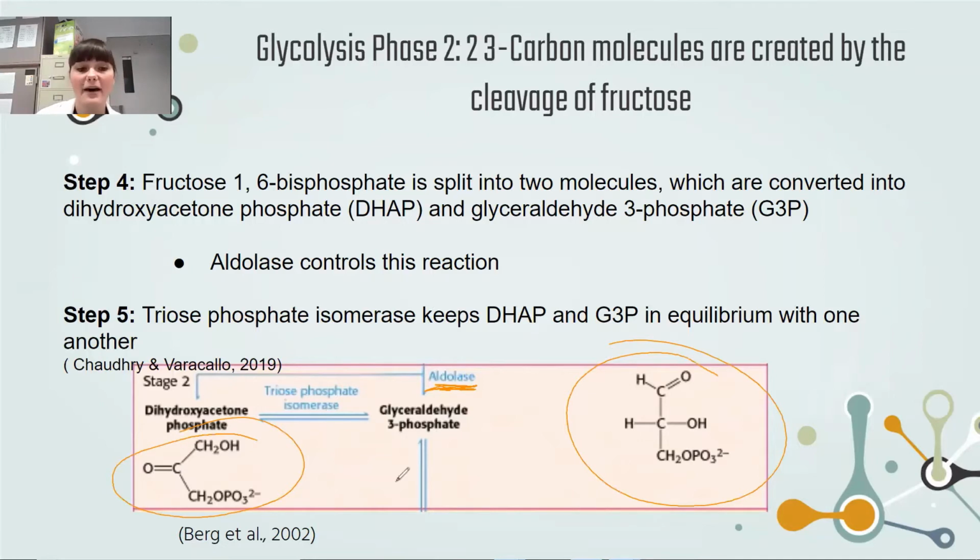And then in step 5, these two molecules are actually in equilibrium with one another, so they kind of move back and forth a little bit. And triose phosphate isomerase is going to control those two molecules moving in equilibrium with one another.